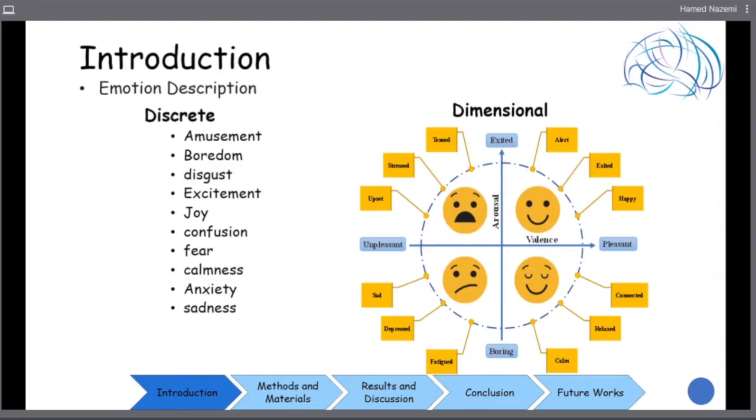There's a connection between these two methods. For example, a pleasant and exciting event shows happy feelings. So there's a connection between the two methods.